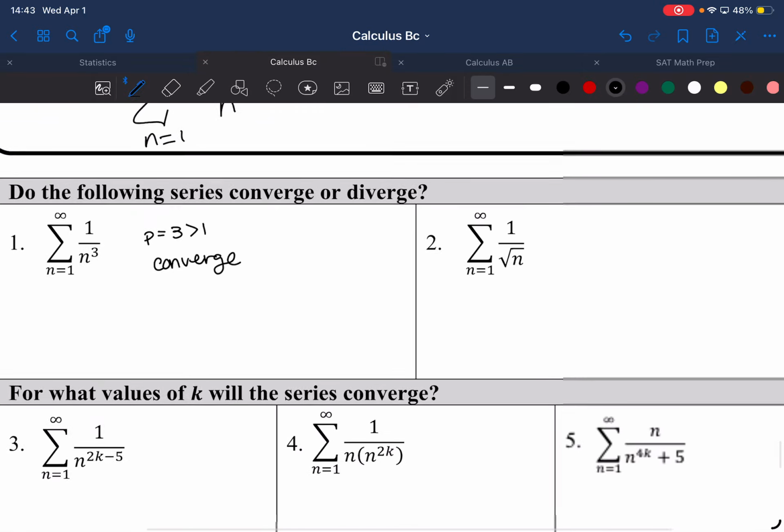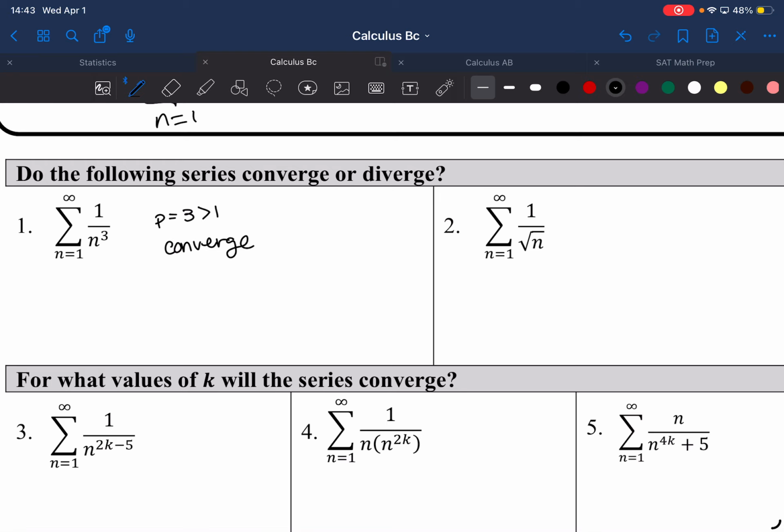Okay, let's look at number 2. Okay, number 2, we have the summation of 1 over the square root of n. What's another way that I can write the square root of n? So this is 1 over n to the 1/2 power, which means our P is 1/2. Okay, and 1/2 is between 0 and 1, which means this series is diverging. Okay, so number 1 and 2 are pretty straightforward because they give you the P value.